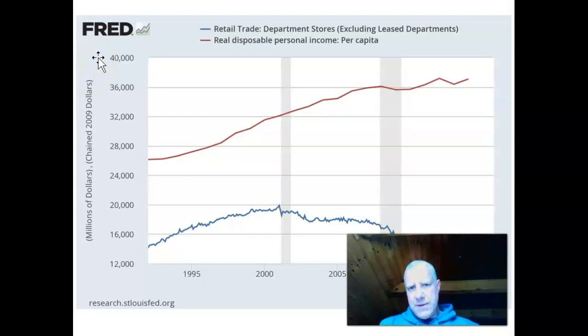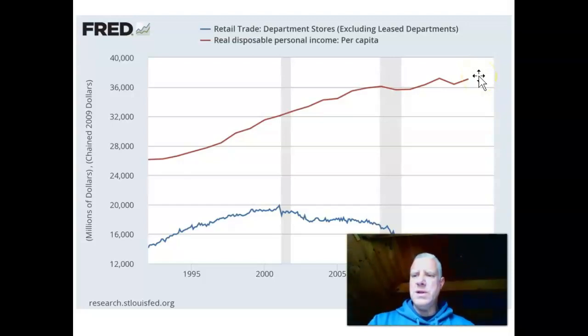What I've done here is I've downloaded retail trade data from department stores, that's the blue line, from 1990 to I think 2016, 2017. The red line is real disposable personal income per capita, which is a pretty good measure of living standards and the amount of money that people have available to spend. To get per capita, you take the total real disposable personal income and divide it by the number of people in the United States. And real means that this has been inflation adjusted. From 1990, real disposable personal income per capita has increased from around 26,000 up to over 36,000. That's a big increase in living standards in the United States.